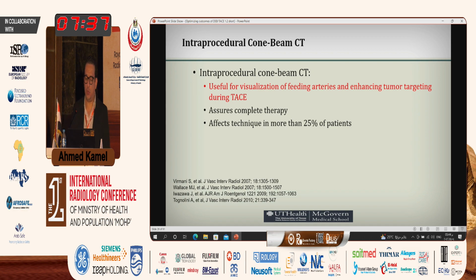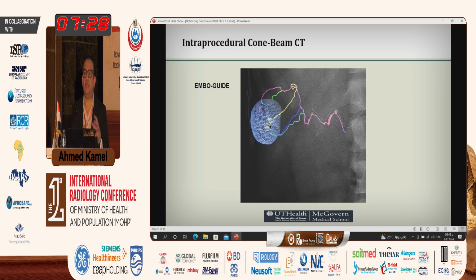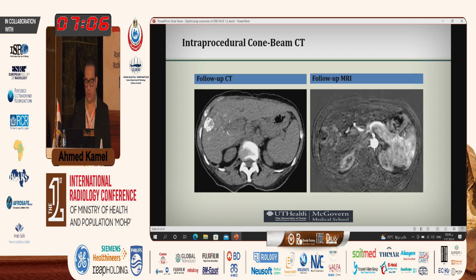So let's talk about the first one, which is how you see the feeding arteries. There is something called EmboGuide in which you do cone beam CT and you see the tumor. As you can see here, you draw a region of interest around the tumor, and then you put a pointer on the tip of the catheter right here, and it will tell you all the arteries that feed this tumor. So you can go into each of these arteries if they are big enough, or you can plan to put your catheter proximal to these arteries so you do not miss any of them. So when you inject your beads, they go into all these arteries and you get complete coverage of that tumor, like what happened in that particular patient here.